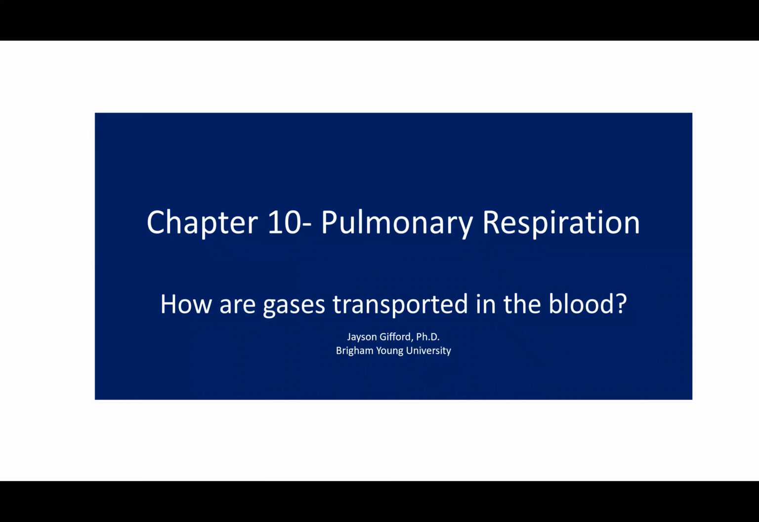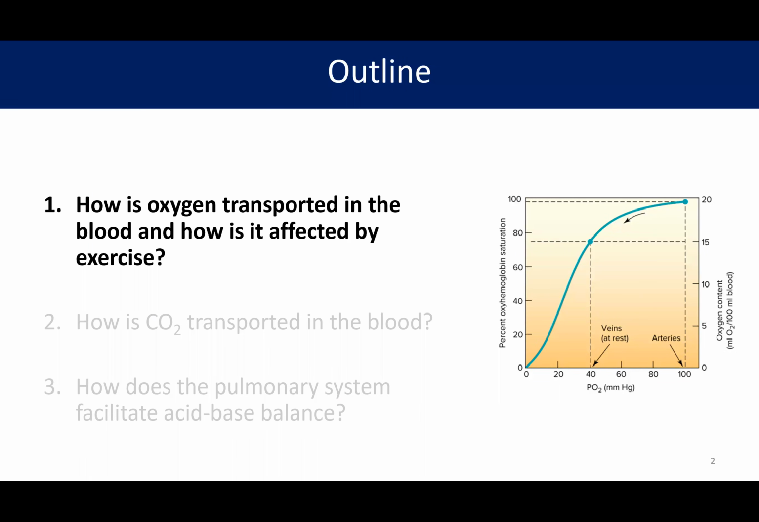Okay, today we're going to talk about how gases are transported through the pulmonary system and the cardiovascular system. We'll start off talking about oxygen transport, and then we'll move into CO2, and eventually we'll talk about how acid-base balance is maintained by the pulmonary system.